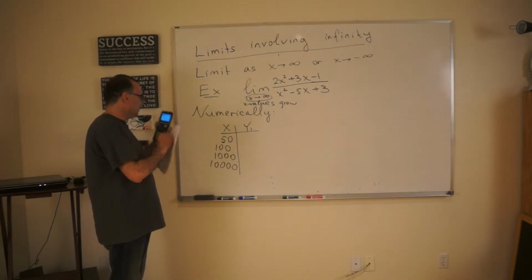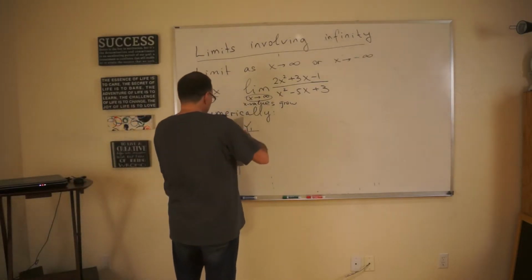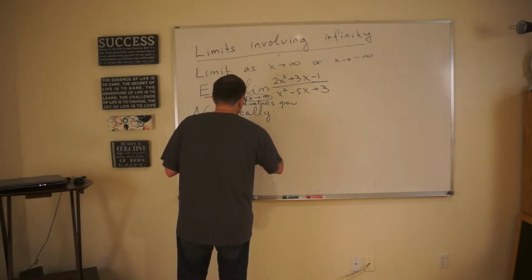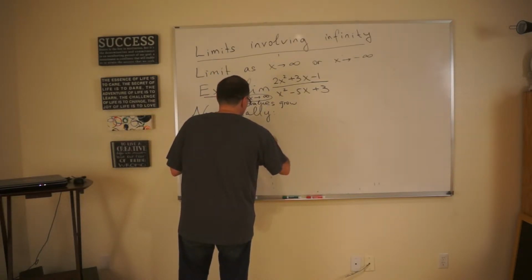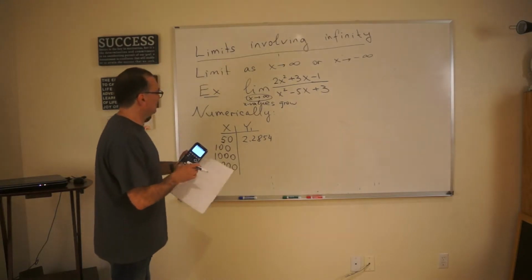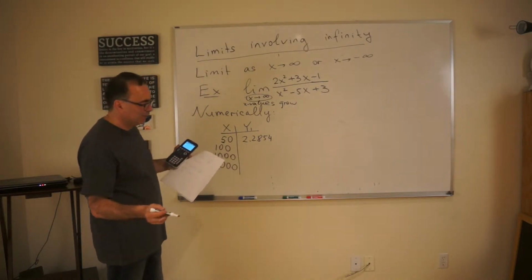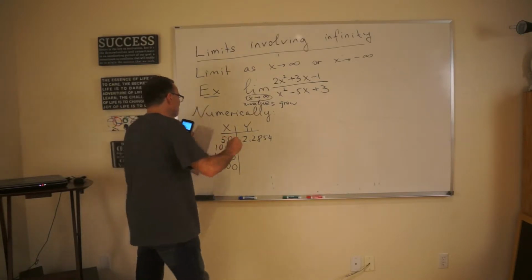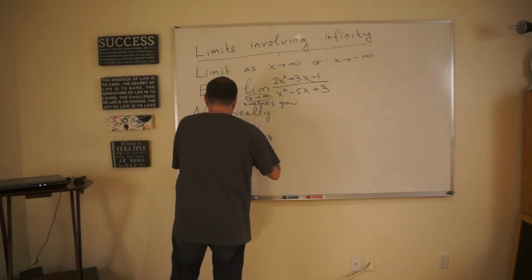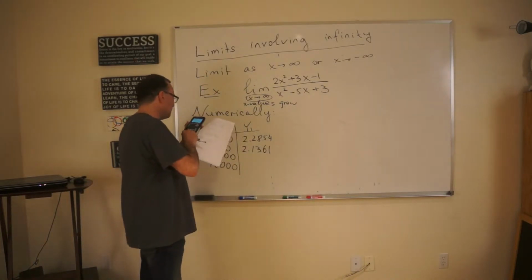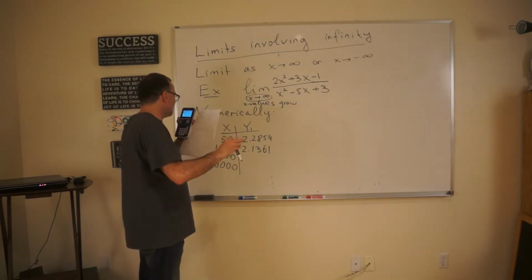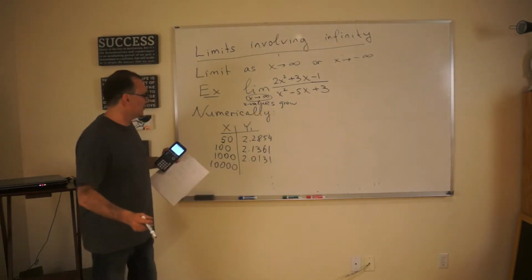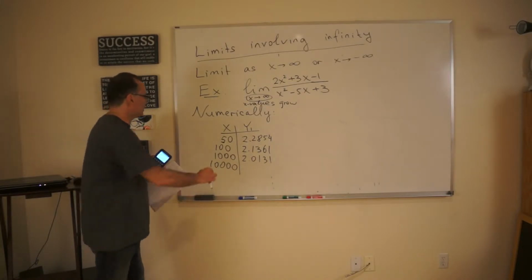50. When I enter 50, the answer is 2.2854. Now, from only one x value, it's difficult to guess what the function values approach, so I will try some more. 100 is 2.1361. 1000 is 2.0131. Now it's quite clear already that it probably approaches 2. But let's try just one more.